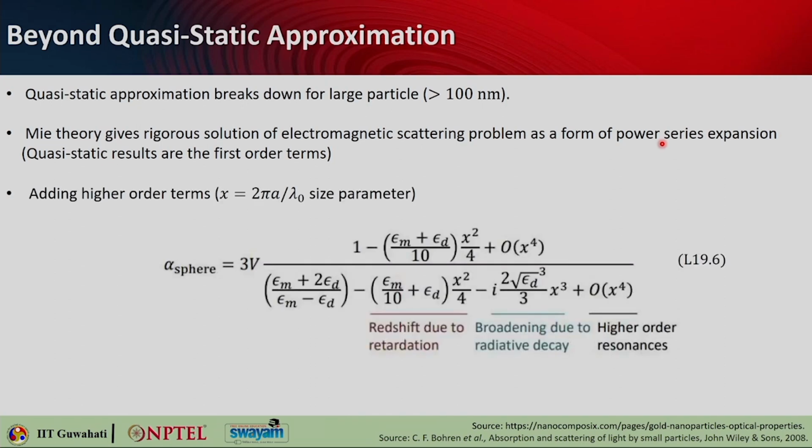However, for quasi-static to little larger particles, you can actually add some extra terms, like you can add some effects coming from redshift due to retardation, okay, then broadening due to radiative decay and some higher order resonance. You can add those terms to make your quasi-static approximation a little bit more accurate. But always remember, for spherical particles, Mie theory provides you the exact solution.